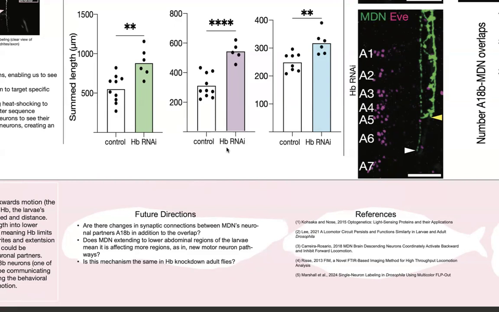What happens when Hunchback is knocked down? Does the behavioral output change, or does the morphology change? And whether or not MDN is communicating with A18B.